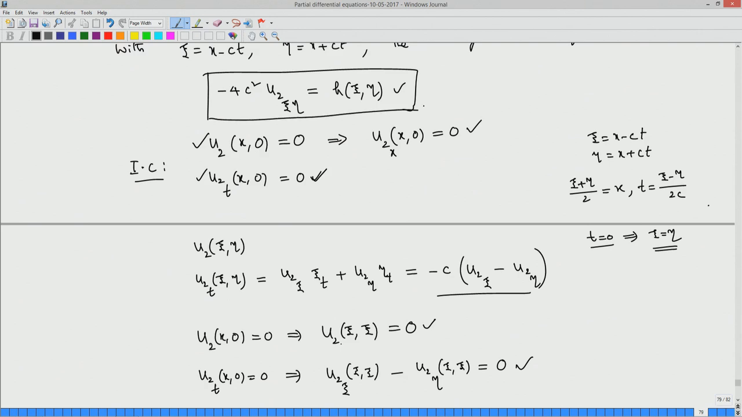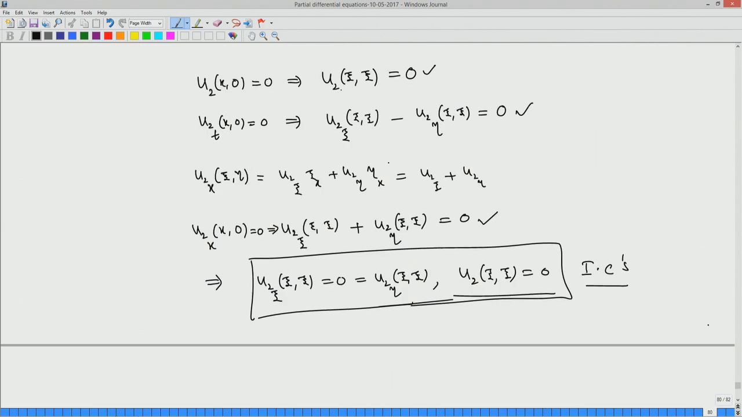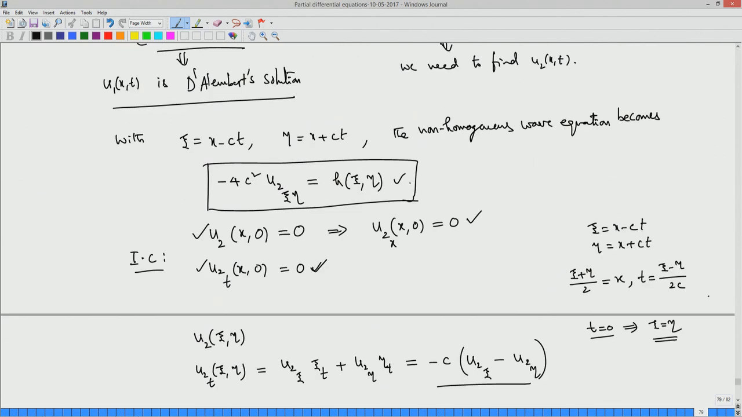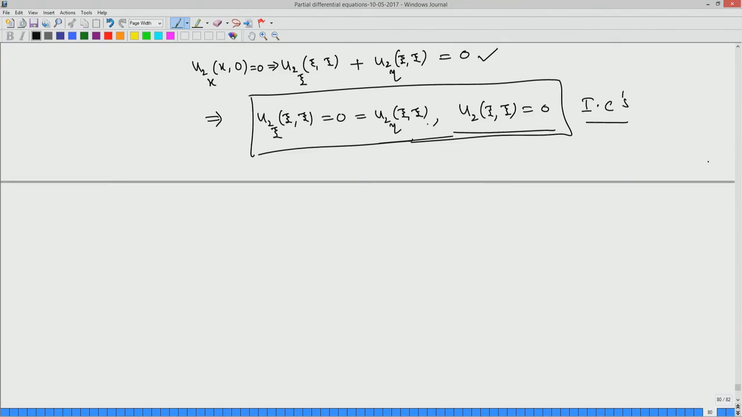The equation is this and your initial data is this. Now, if you try to integrate this one, you simply get u_ξη equal to minus 1 by 4c² h of ξ, η. This you have to integrate.